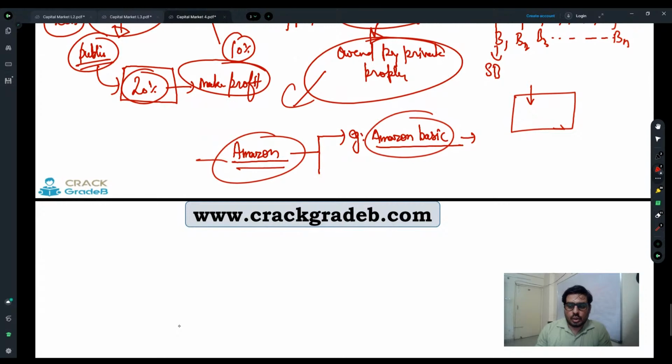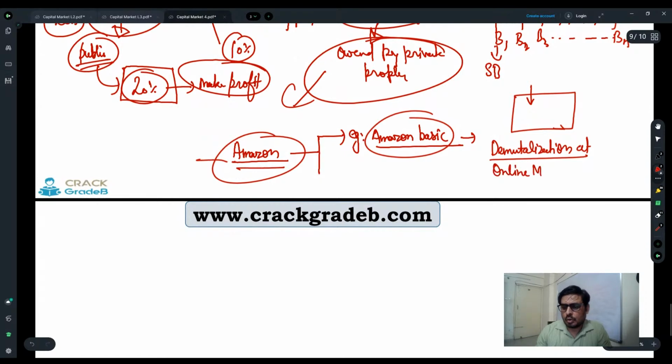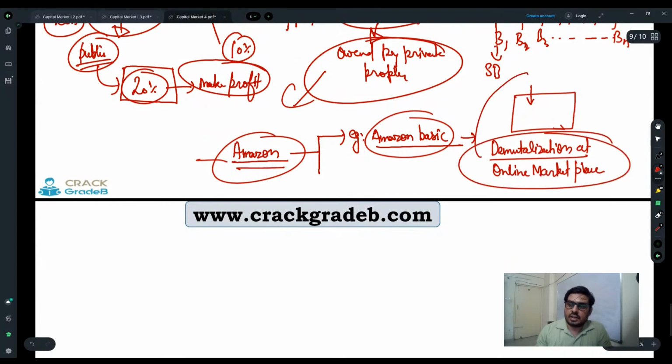So if we are going to introduce demutualization at online marketplaces, then in certain cases Amazon would have to track back. Amazon would have to track back their products from this marketplace.